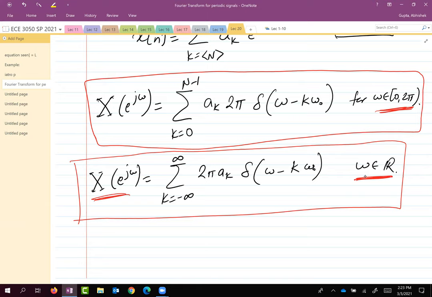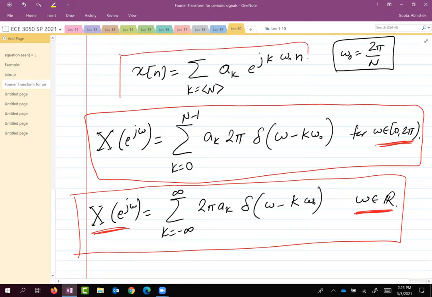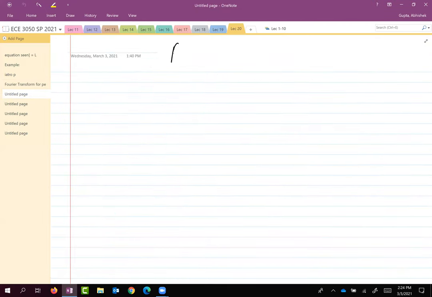Okay, so we have identified a way to extend the concept of Fourier transform to periodic functions. Every periodic function can be written in the form of a Fourier series, right? And for each term of the Fourier series, we know exactly what the Fourier transform is going to look like. So the definition just follows immediately by the linearity of the Fourier transform, and we have this result. Okay, so everything looks clear so far, no questions. Let's proceed with the next topic, which is properties of the Fourier transform.